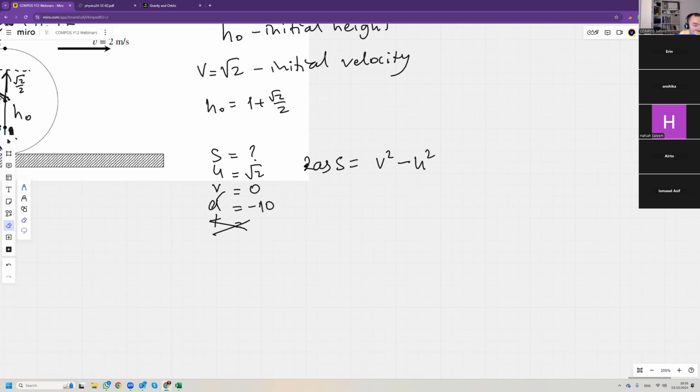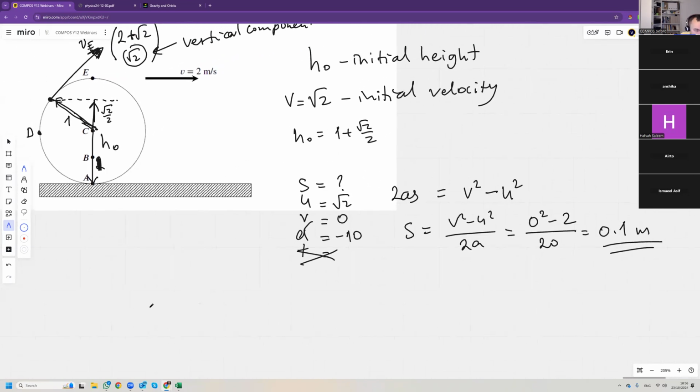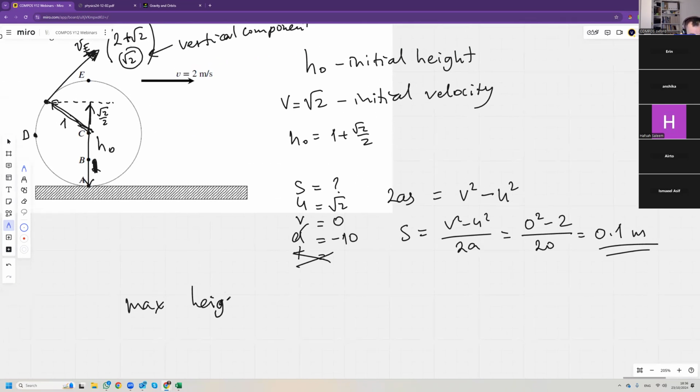So s is v squared minus u squared divided by 2a, which is 0 squared minus 2, divided by minus 20, which is 0.1 meters. Oh, that's interesting. So it will reach a maximum height of 0.1 meters above the starting point. So max height reached is h0 plus 0.1 meters, which is 1.1 plus √2/2 meters. Okay, that's it.